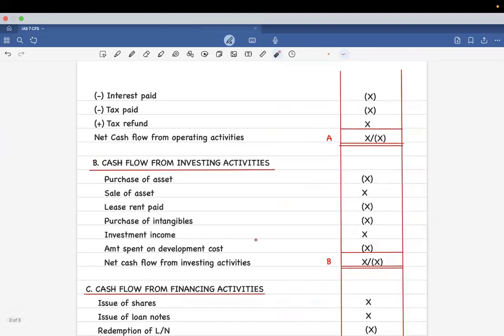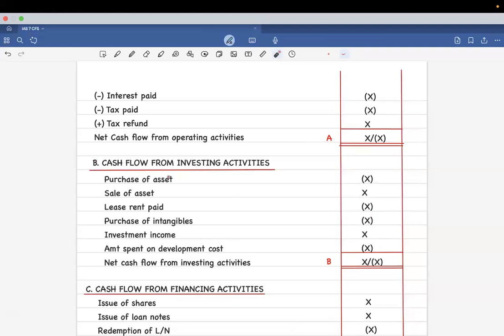Now it doesn't stop here. You have to deduct interest from this. You have to deduct tax paid, or you have to add back tax refund. After this particular thing, what you get is net cash flow from operating activities. Now the B part.